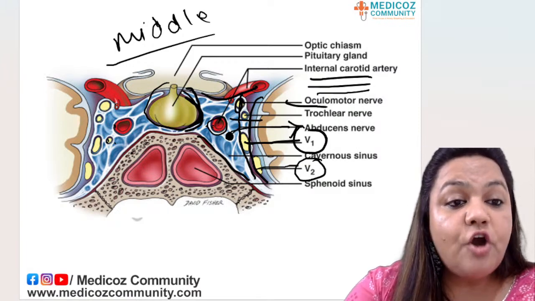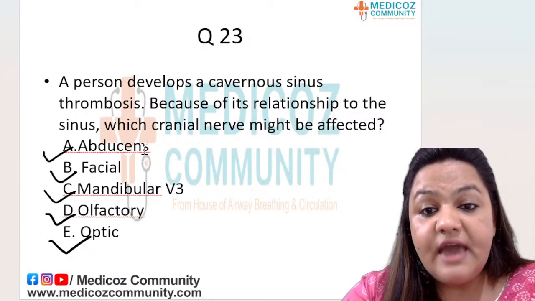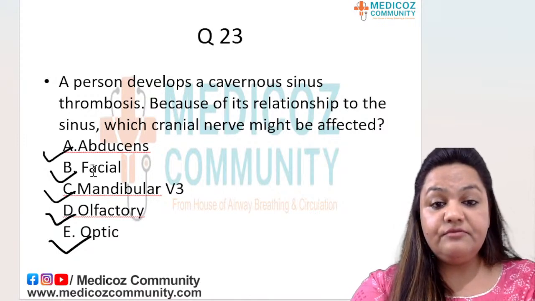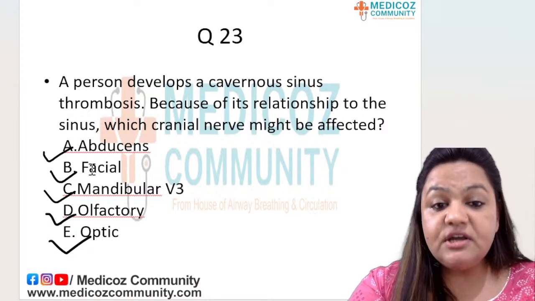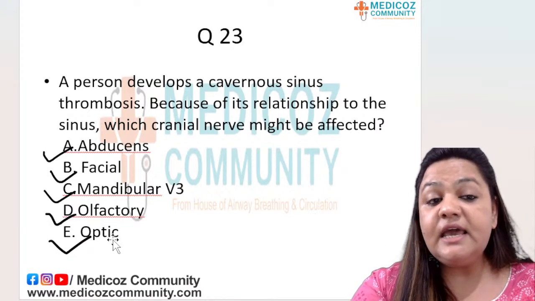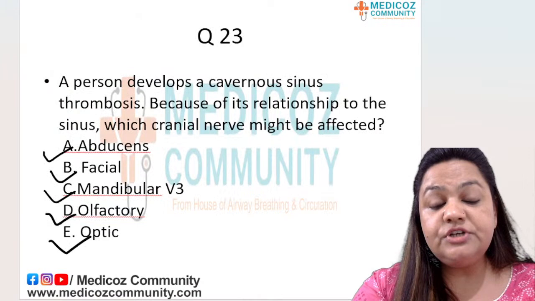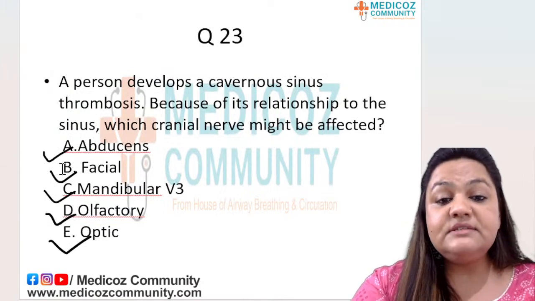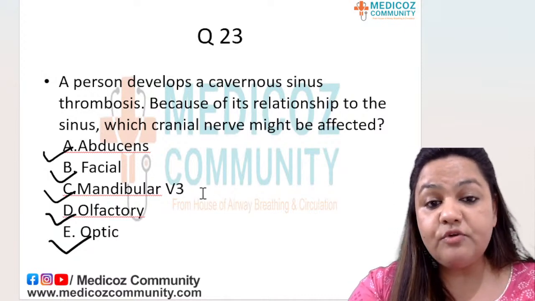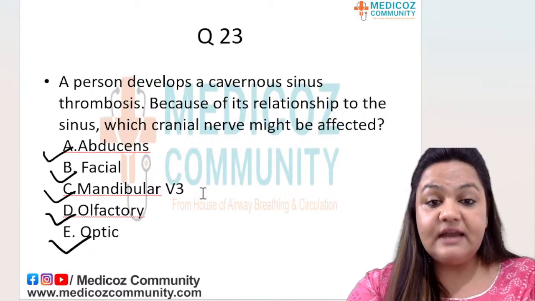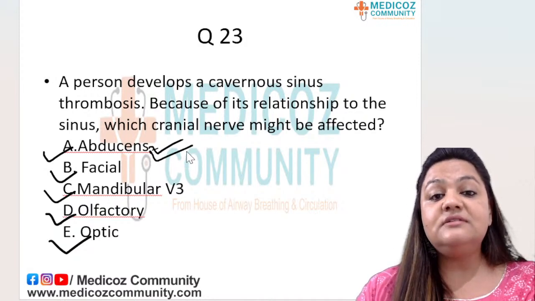And now we will look into the options here. The abducent nerve was there, yes, and we have the facial nerve here, the mandibular nerve here, the olfactory nerve here, and the optic nerve. Now facial, mandibular, olfactory and optic are not related to the cavernous sinus. These nerves pass through different foramens of your skull. They are present in the posterior cranial fossa and middle cranial fossa. The mandibular nerve passes through the foramen ovale. It has no relation with the cavernous sinus. So what nerve have we studied here? The abducent nerve. So option A is the answer for this question.